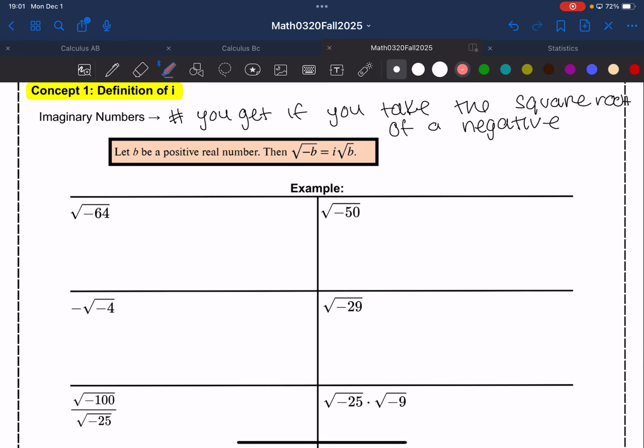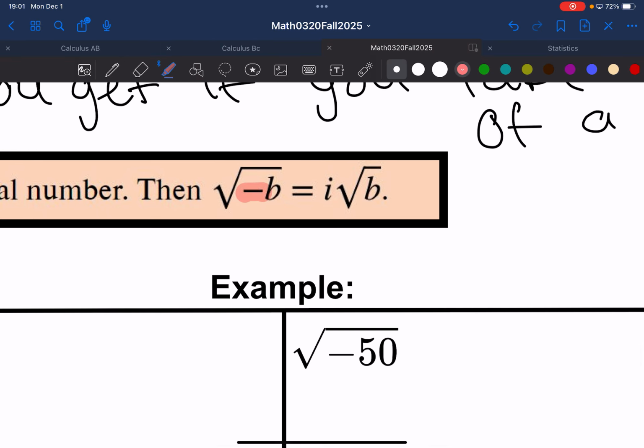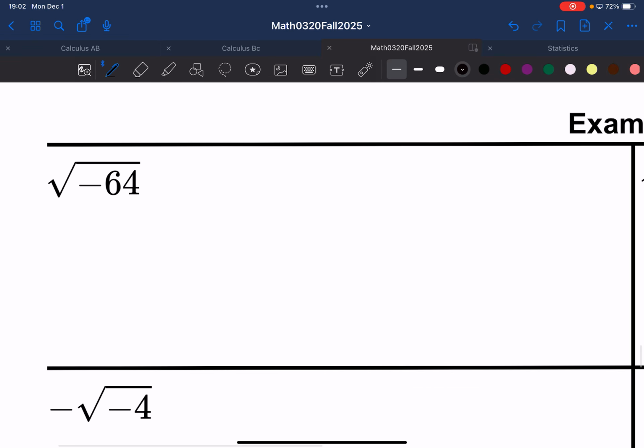Okay, so it says let b be a positive real number, then the square root of negative b is equal to i square root of b. So what happens is they take this negative out and turn it to i. That's all we're going to do for these examples. For this first one, before we simplify that square root, we're going to rewrite this as i times the square root of 64. We remove the negative and call it i. From here, if we're able to simplify the square root, that's what we're going to do. So what's the square root of 64? 8. So our answer is 8i. That's it.